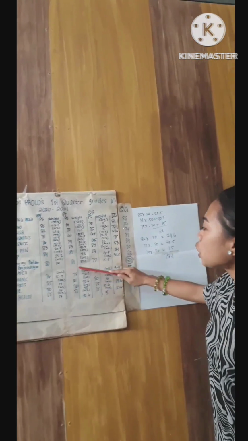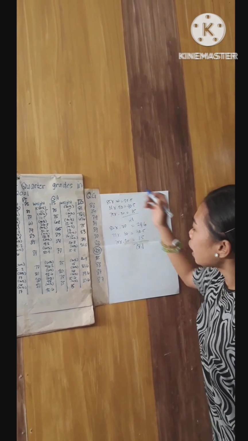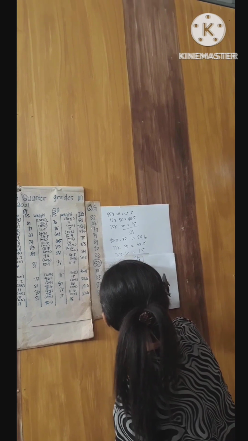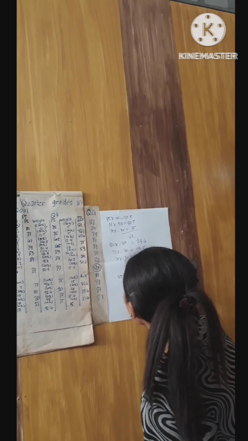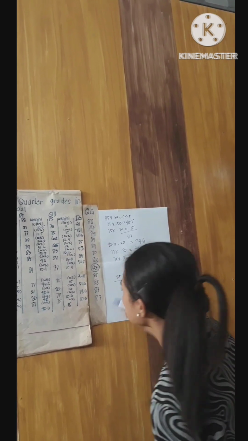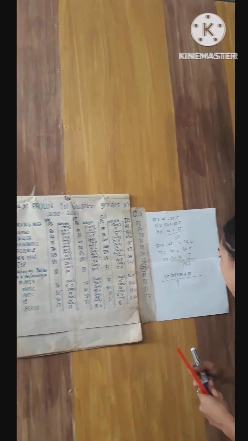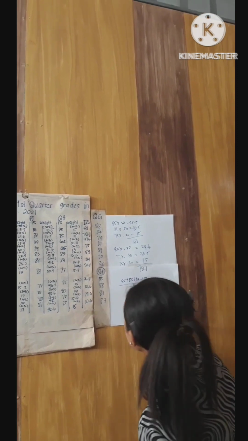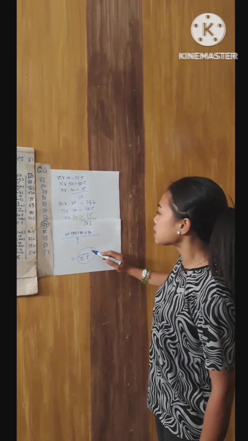So now, we're going to find the average of MAPEH, which is the music, arts, PE, and health. So, the transmitted grade of MAPEH is 85 plus 88 plus 87 plus 87. It will be divided into 4 because MAPEH has 4 components, which is the music, arts, PE, and health. So, 85 plus 88 plus 87 plus 87 divided by 4 is equals to 87. So, the average of MAPEH is 87.